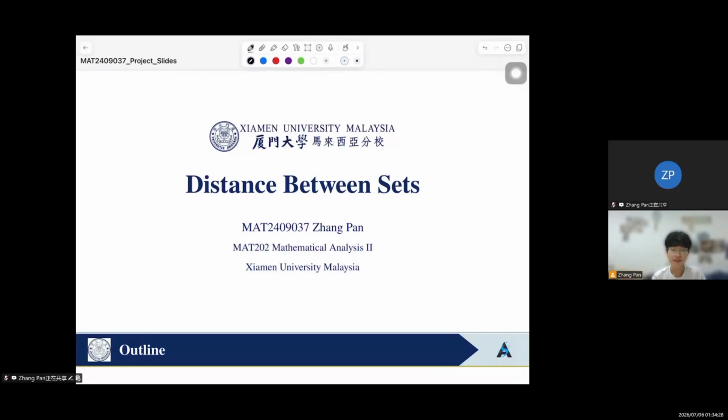Today I'm going to present the topic, the distance between sets. In reality, we know the distance between 2 points, but how can we extend it to sets? In this topic, we'll study how far two sets are from each other and when the distance is positive.